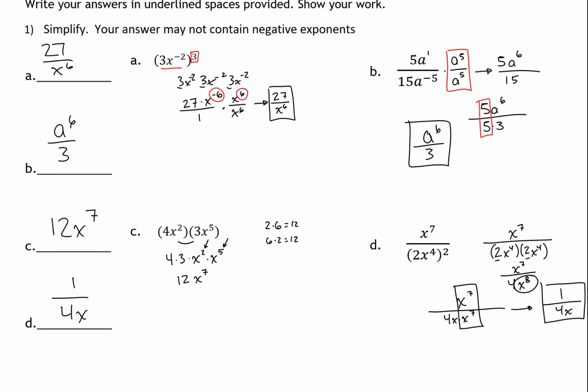Okay, so we can see our final four answers. A was 27 over x to the sixth. B was a to the 6 over 3. C was 12 times x to the seventh power. And D is 1 over 4x.